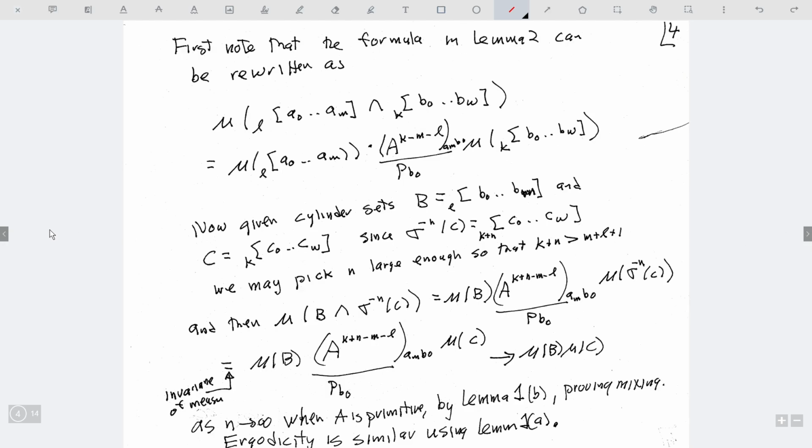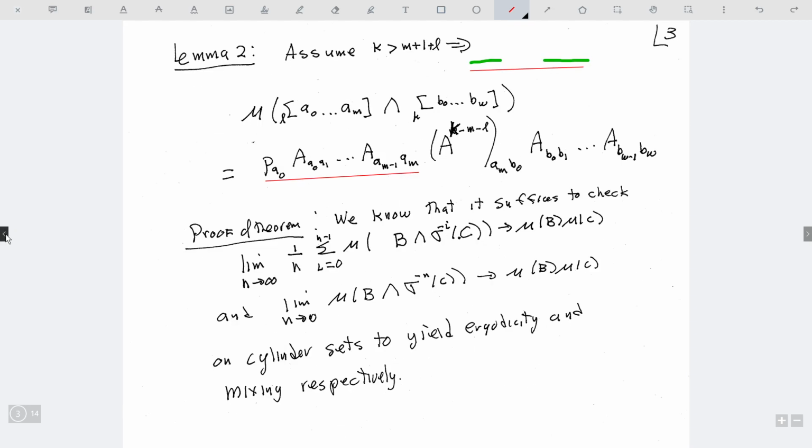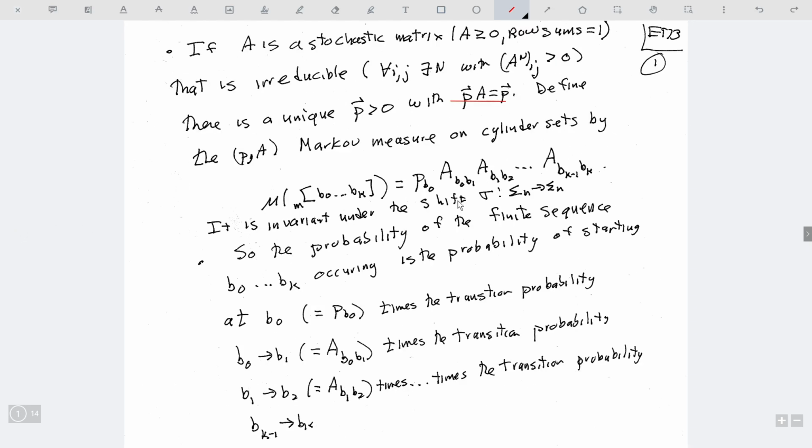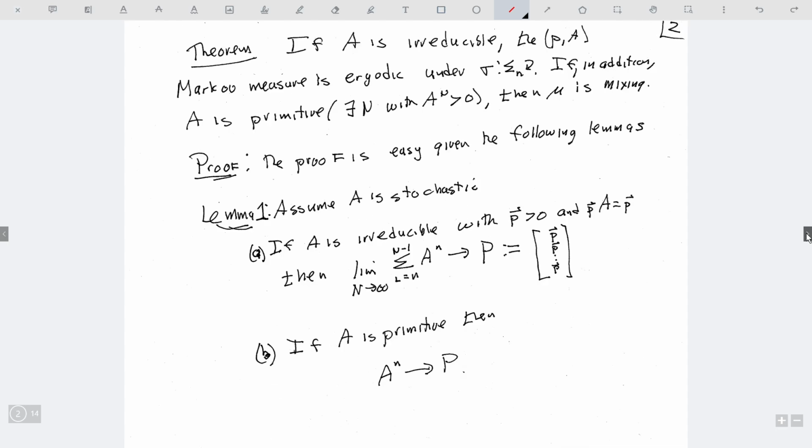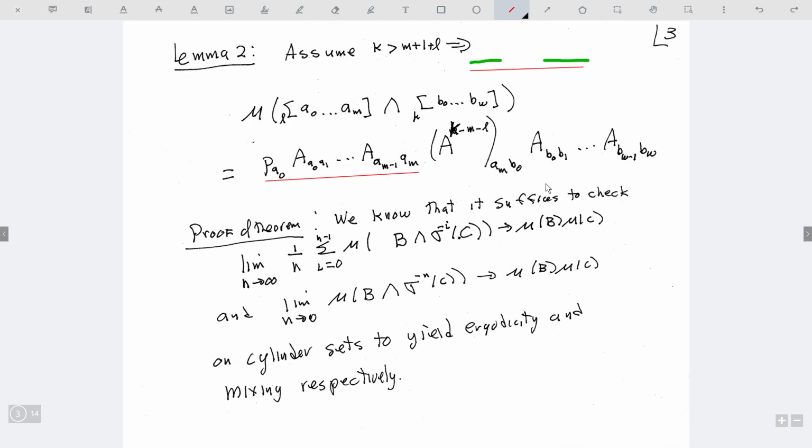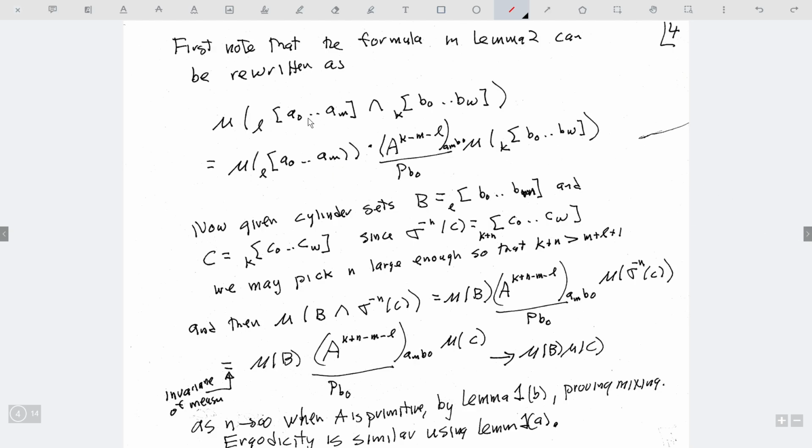So how do you prove this given the lemmas? Well, the first thing is to notice that when we have this product here, what we're missing to get the measure of this one is the probability of B0. So we put that in the denominator. So we take lemma 2 and we rewrite it as the measure of the first times the measure of the second. But then there's this transition probability, as I'll discuss later, from going from one cylinder set to the other cylinder set. So here's what we're doing.